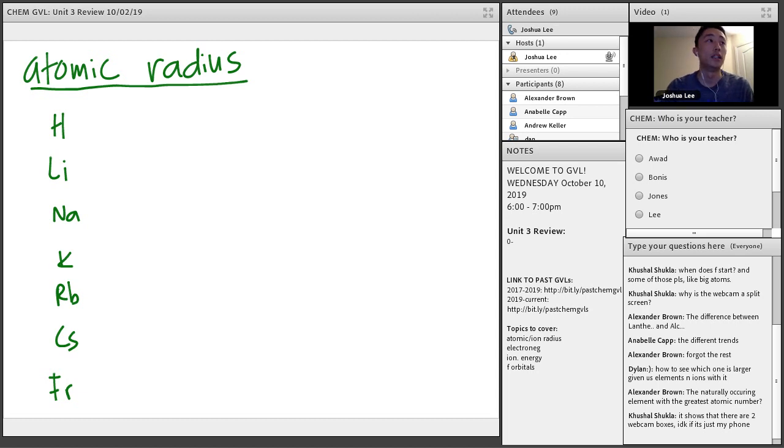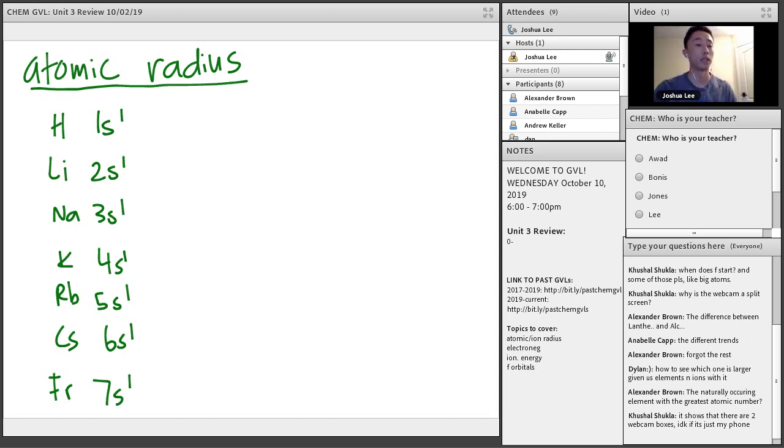So if we do just the outer electron configuration for them, we have 1s1, 2s1, 3s1, 4s1, 5s1, 6s1, and then 7s1. If you notice, they each have one electron in the s subshell, but they're on different energy levels. So as you go down a group, the atomic radius is getting bigger because that electron is getting farther and farther away from the nucleus.